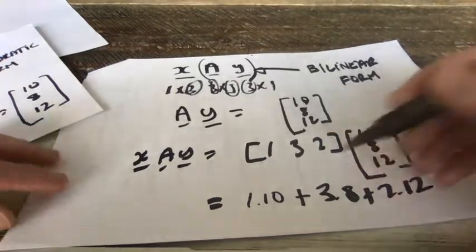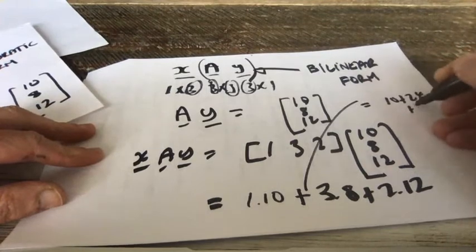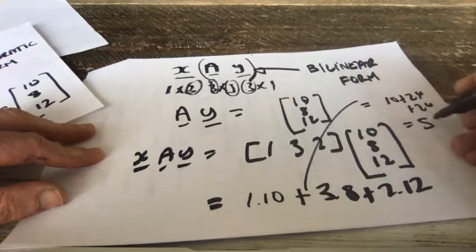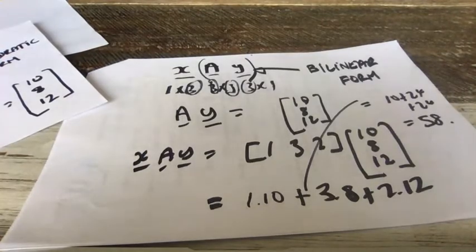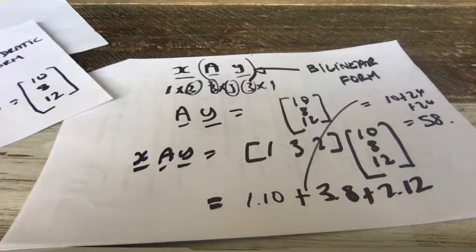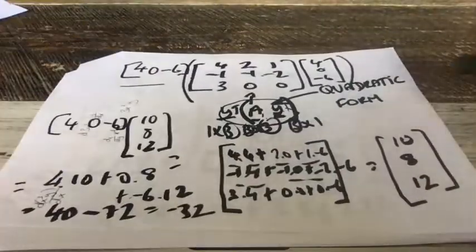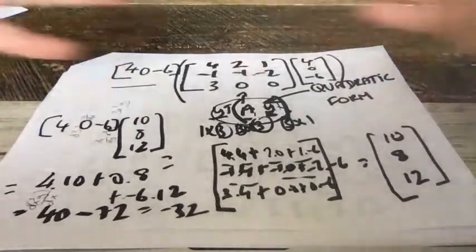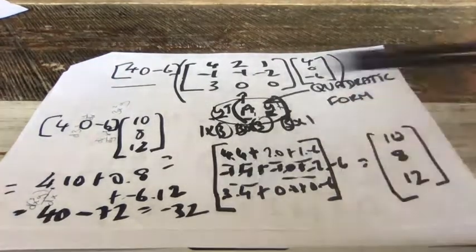So when you do that, sorry, let me come up here. And when you do that, then you get 10 plus 24 plus 24. That's 40, so that's 58, I think. Okay. So this is another example. As I say, guys, the reason you're doing this is you're taking a square matrix. Let's go back to the previous page, square matrix, and you're condensing the information some way into a single number. And in this case, we got minus 32.